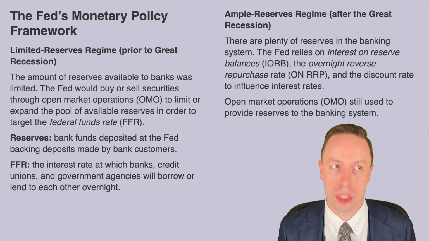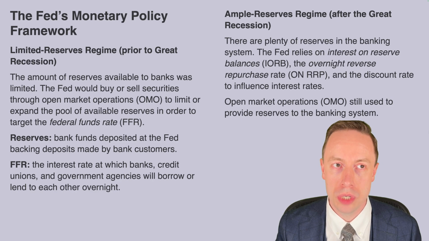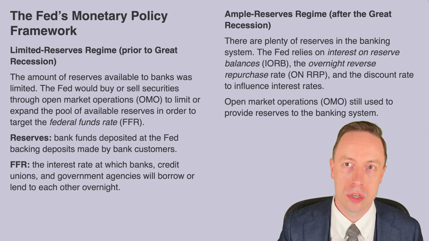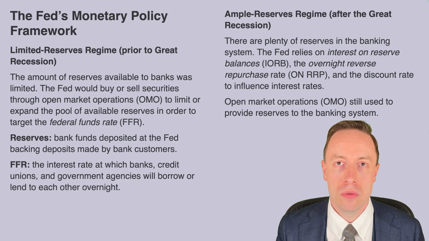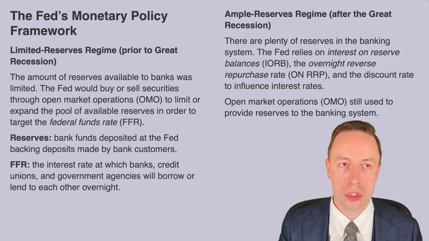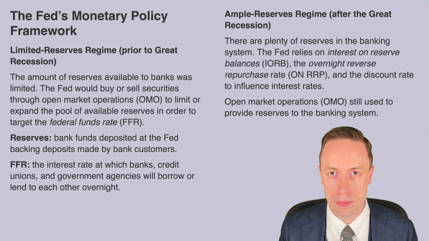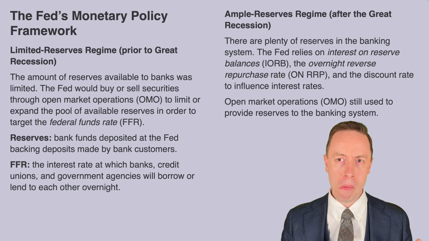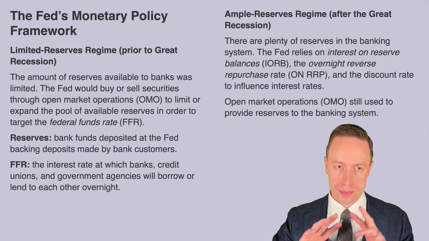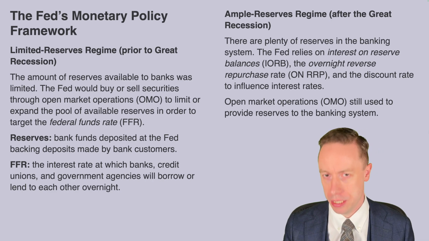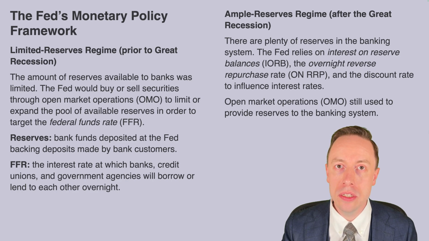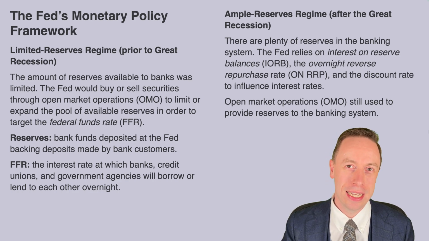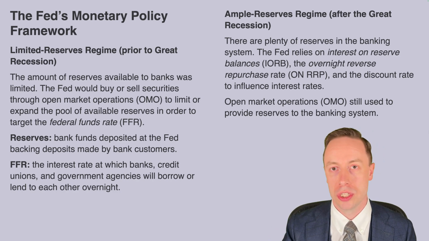That was the old system, the so-called limited reserves regime, until the Great Recession. After the Great Recession, the Federal Reserve switched to a system called ample reserves. So, very different approach here. The Federal Reserve now actually has lots of money available to our economy, and banks find it very easy to have reserves on hand in case somebody wants to withdraw their funds. You know, they've got lots of extra cushion there.